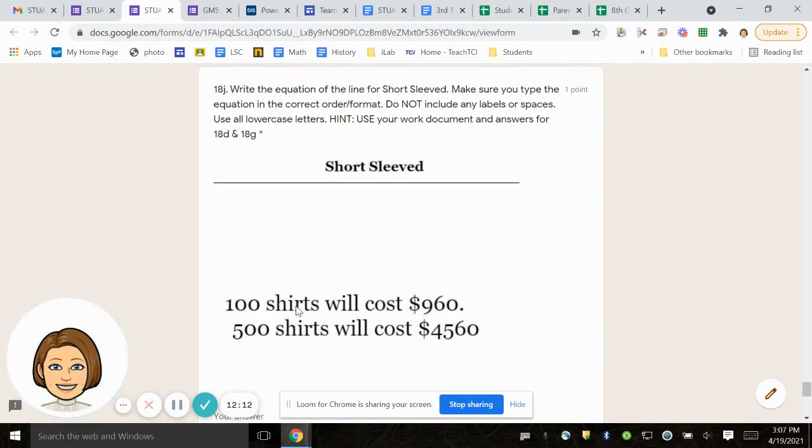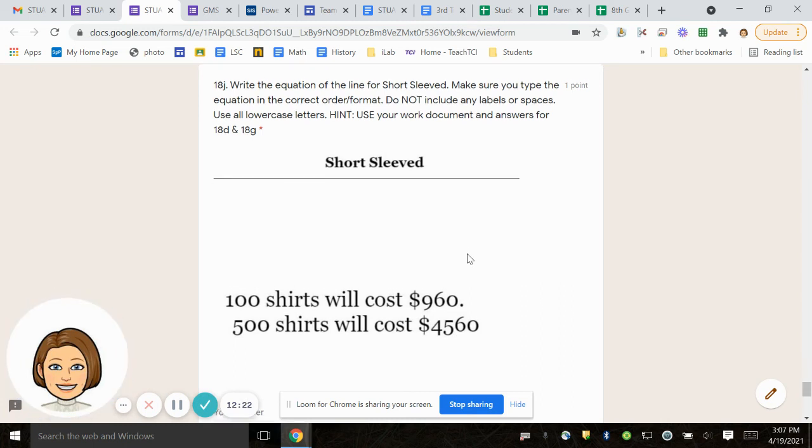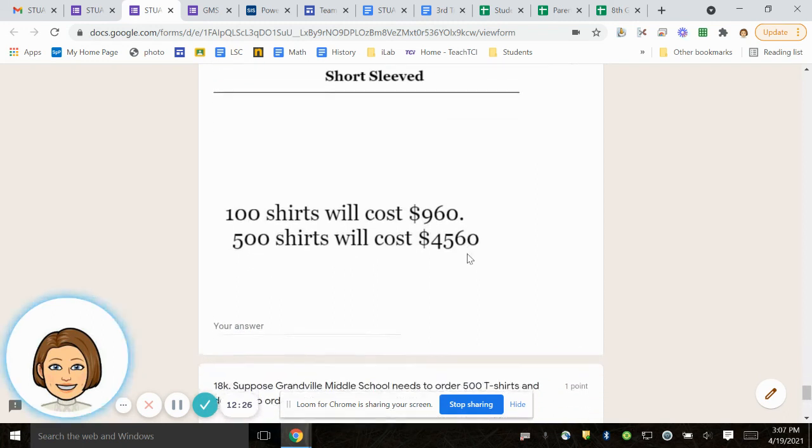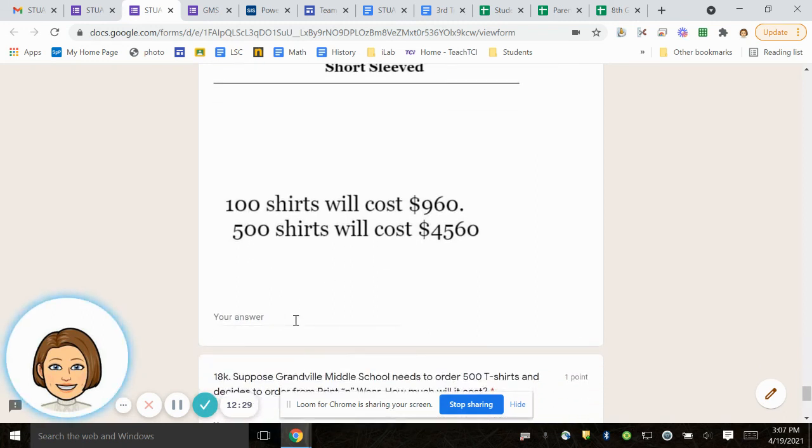18J. Write the equation of the line for Short Sleeved. Make sure you type the equation in the correct order and format. Do not include any labels or spaces. Use all lowercase letters. Hint, use your work document and answers for 18D and 18G. So again, y equals something x plus something.